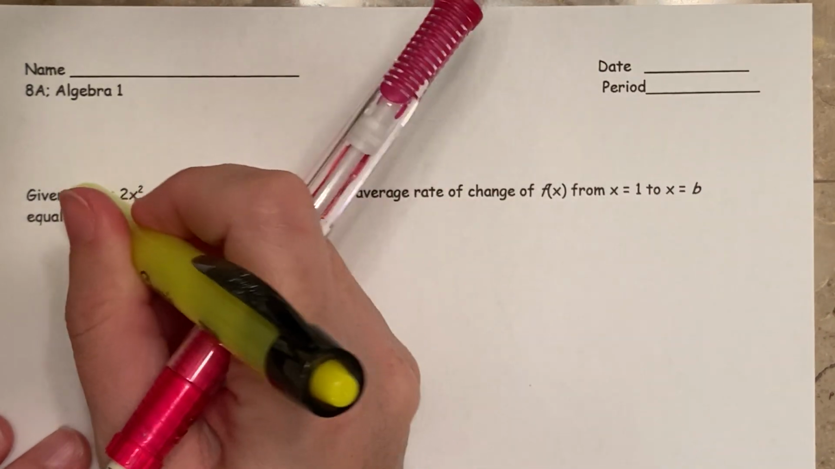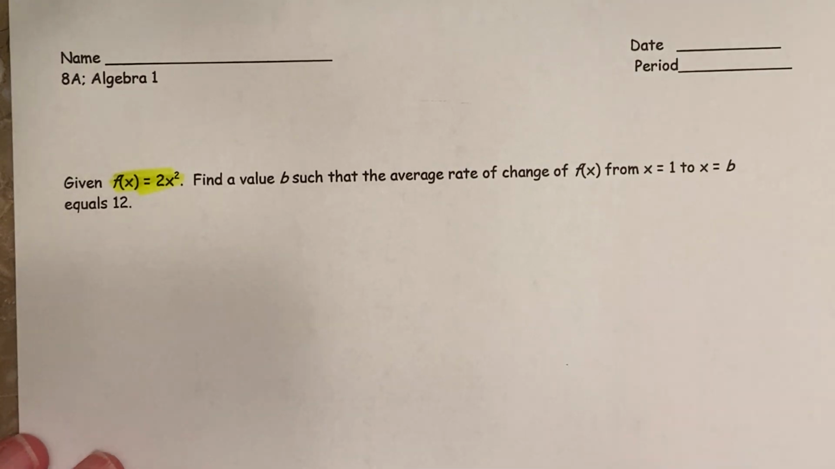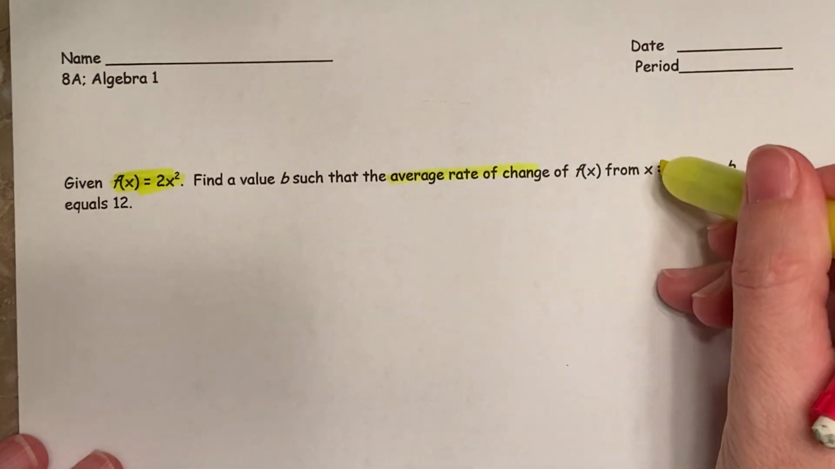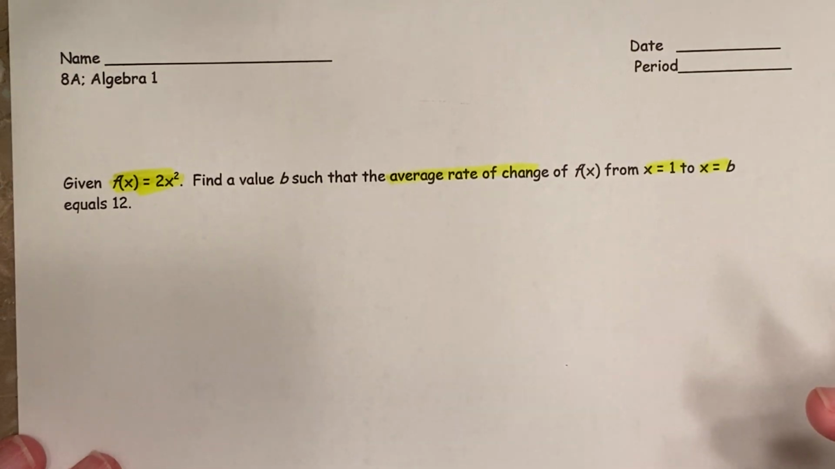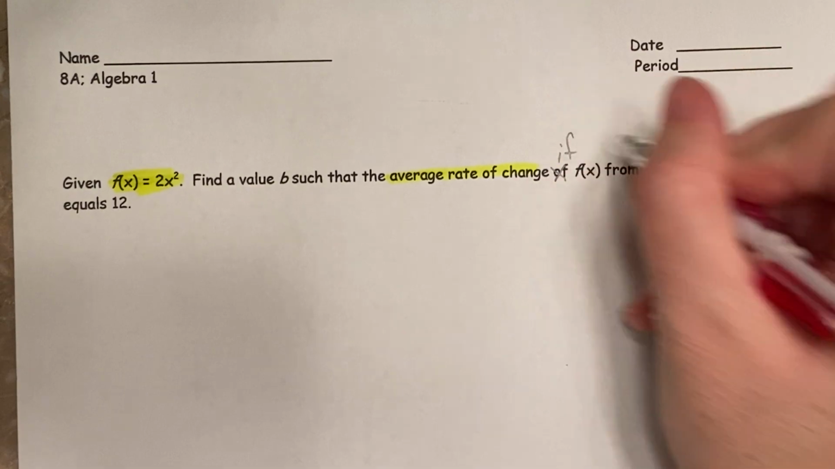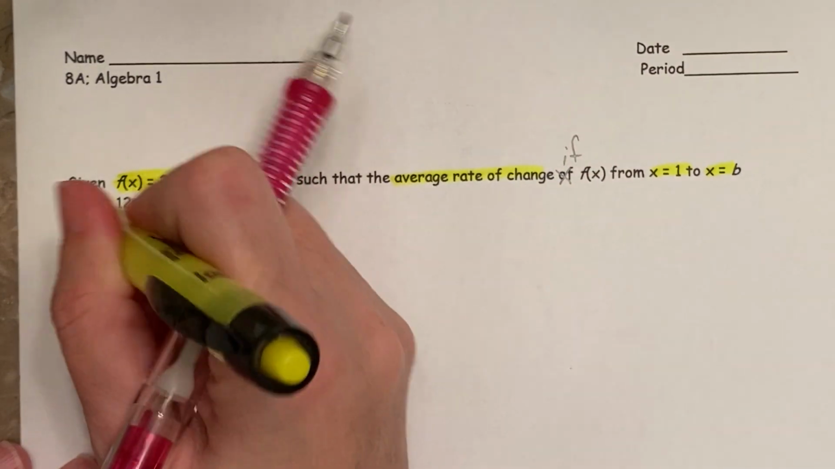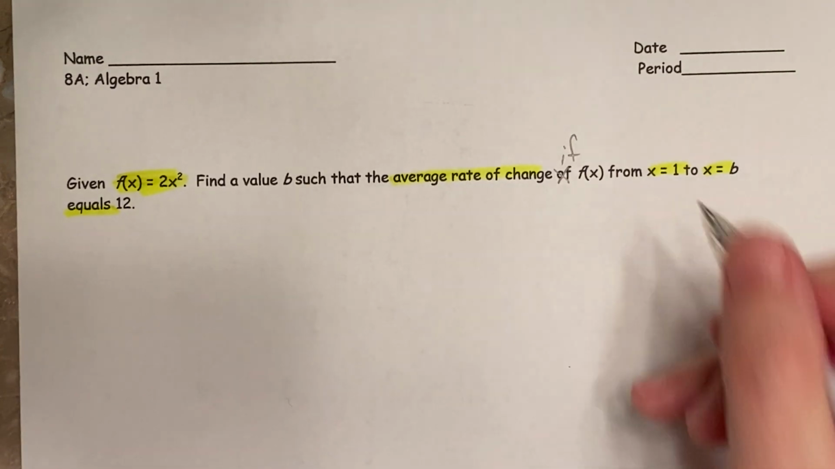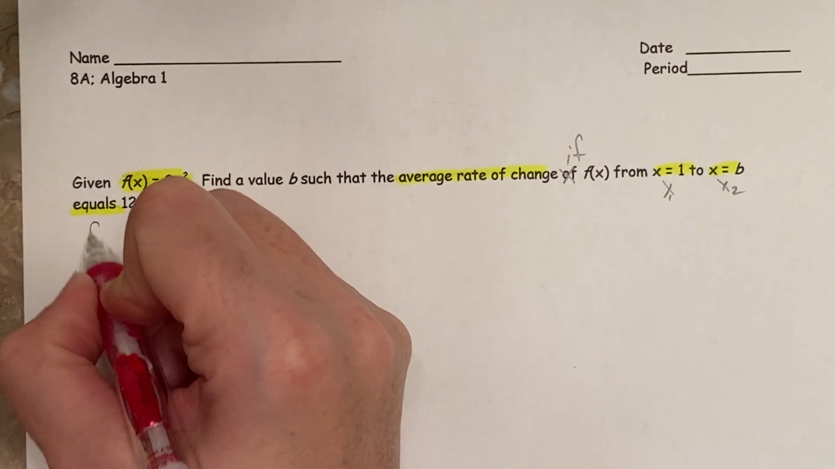Okay, so you're given this function. It wants us to do average rate of change from x equals 1 to x equals b. And find about the average rate of change. I think it's supposed to be if f of x from 1 equals 12. Okay, that makes more sense. Okay, so this is your x1. This is your x2.